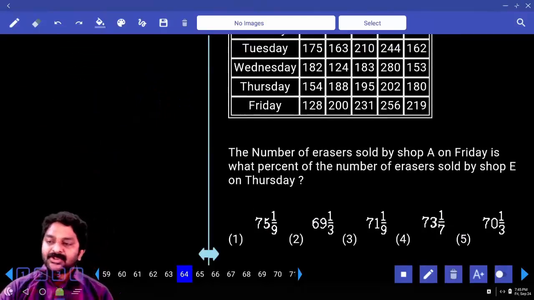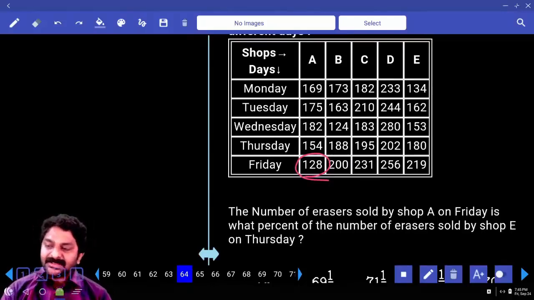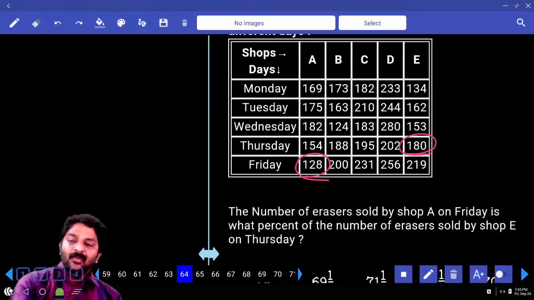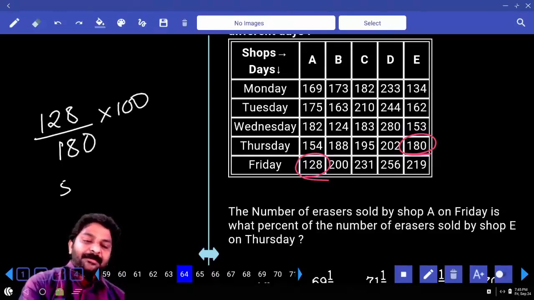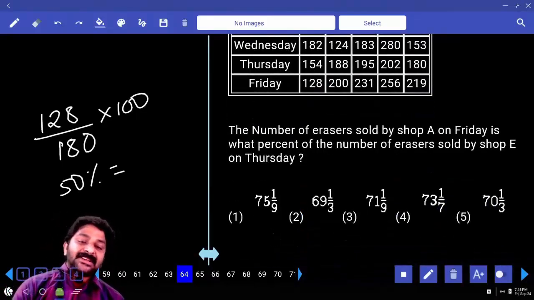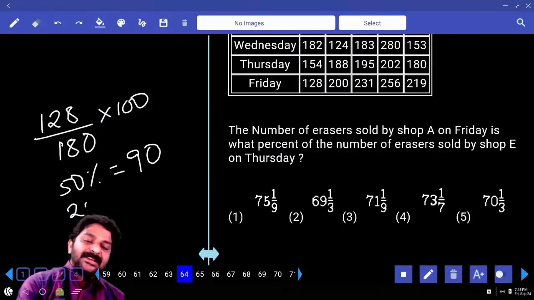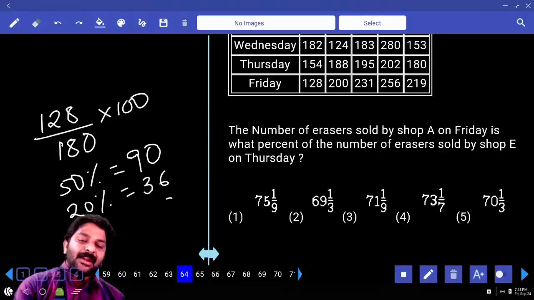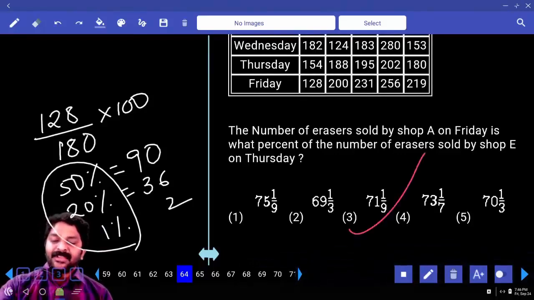Number of erasers sold by shop A on Friday, 128, is what percentage of the erasers sold by E on Thursday? E on Thursday, 180. 128 with respect to 180, percentage into 100. What is 50 percentage of the denominator? Let me go for the options first. What is 50 percentage? 90. How much more do we have to add? 38 more. What is 20 percentage? 36. Still you have to add 2 more only, which is approximately 1 percentage of the denominator. The answer must be close to 71 percentage only. Third option, final answer.